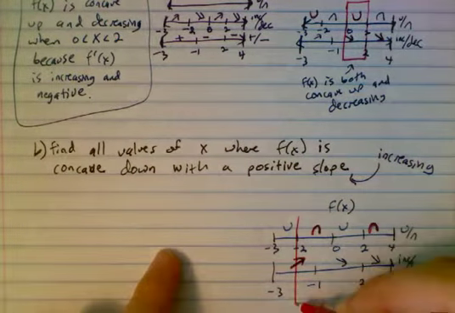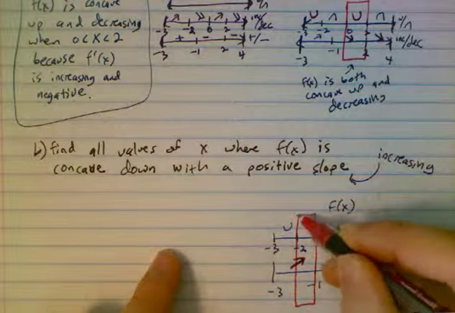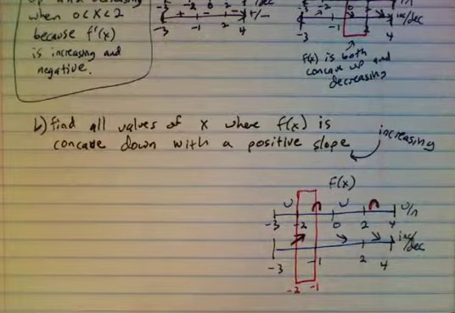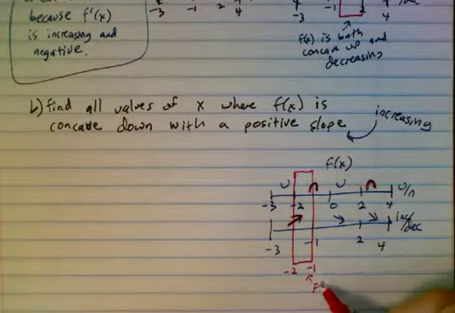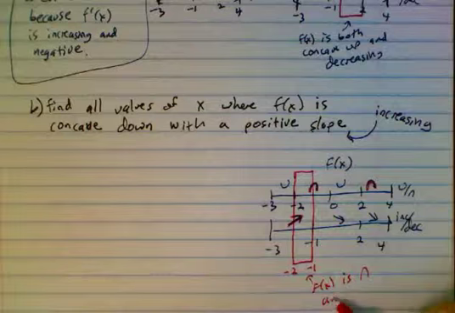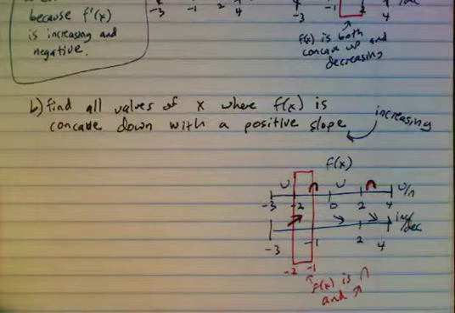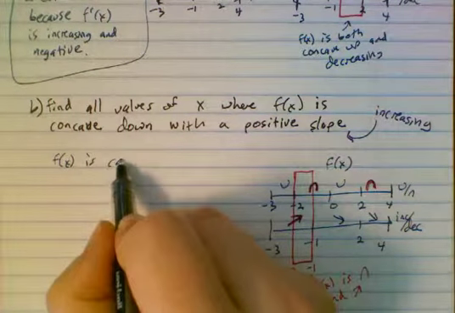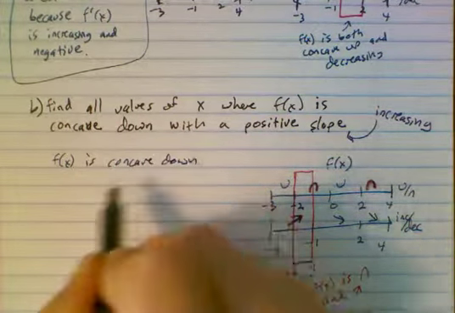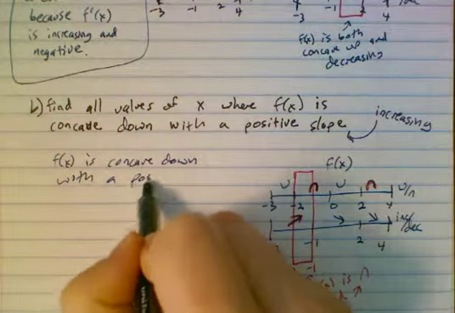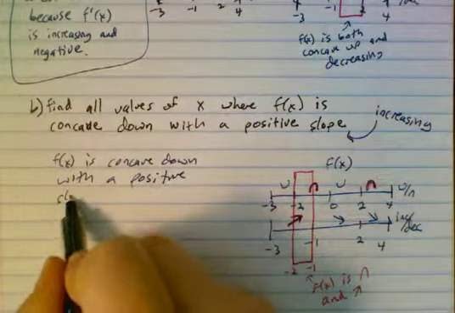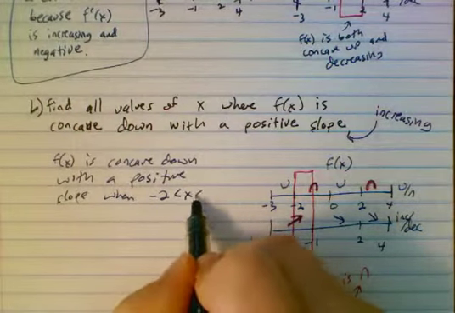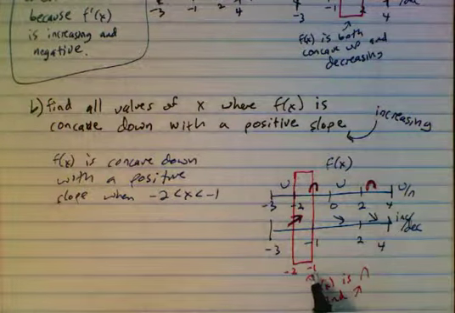So we're looking at this chunk right here, from -2 to -1. Means f of x is concave down. When x is between -2 and -1.